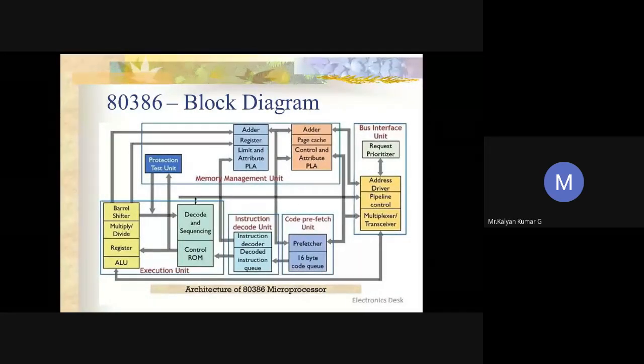Here also we have 3 different functional units. One is the central processing unit, which is nothing but the execution unit. The second is the bus interface unit, and the third is the memory management unit. So we have 3 units in this processor. Please make a note of the blocks available in each unit, so it will be easy when you state the points. Just have an overview of the blocks available in each unit.